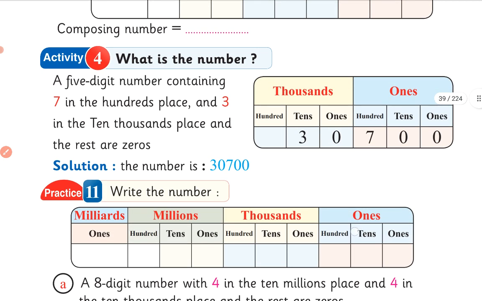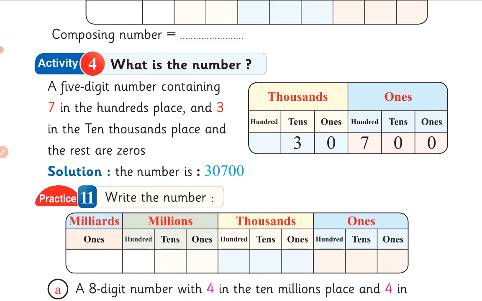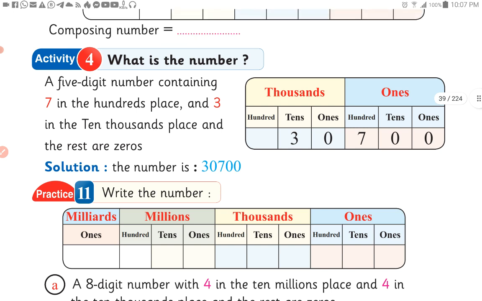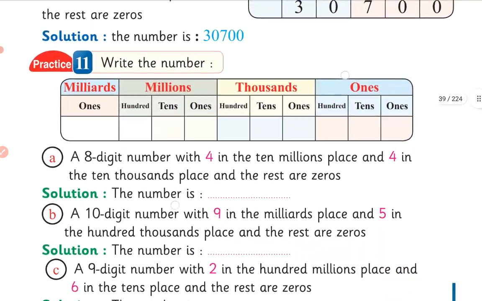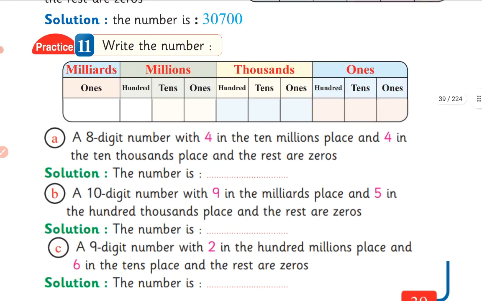Then a 5-digit number containing 7 in the hundreds place, 3 in the 10,000 place, and the rest are zeros. It will be 7 in 100 place, 3 in 10,000 place, so the number will be 30,700. Now write the number.